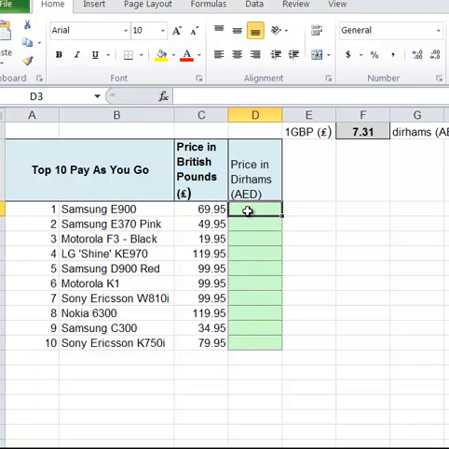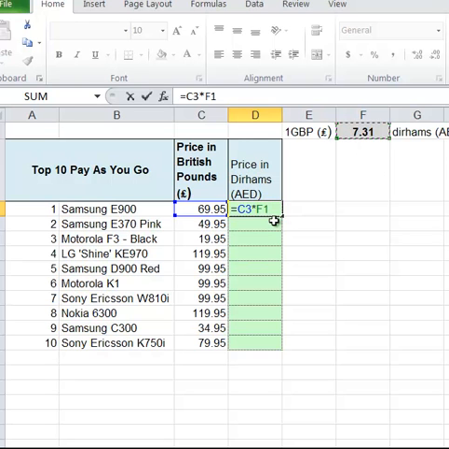If I want my data to be calculated here, press equals. Using cell addressing, I'll address the first cell, times, for times press Shift 8, and this is the conversion rate for a pound into dirhams. 1 British pound is equal to 7.31 dirhams. If I use this conversion, then the price of Samsung E900, which is 69.95 British pounds, in UAE dirhams will be the given price times the conversion rate, that is F1.